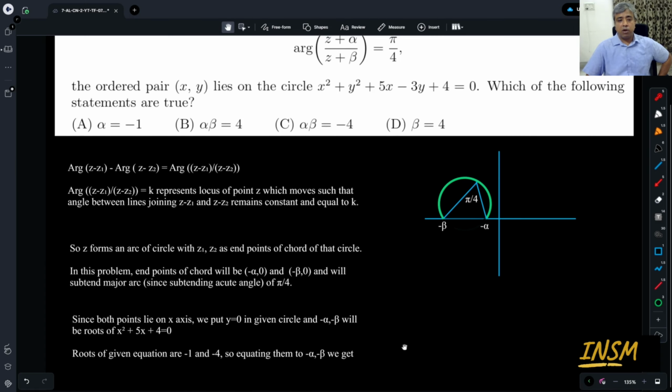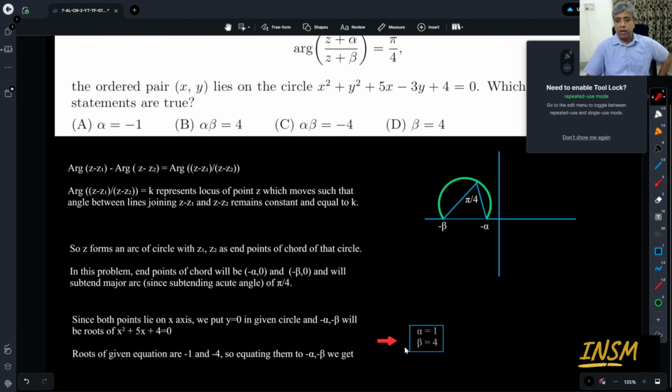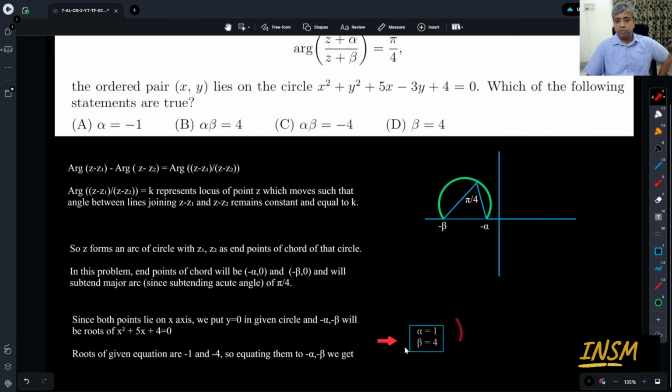Coming back to our solution, the roots of the given equation, you can see, are minus 1 and minus 4. We equate them to minus alpha and minus beta, which will give us alpha and beta as 1 and 4. So your alpha comes out to be 1 and your beta comes out to be 4. Among the options, alpha beta is going to be 4, this one is correct. Beta is 4, this one is correct.